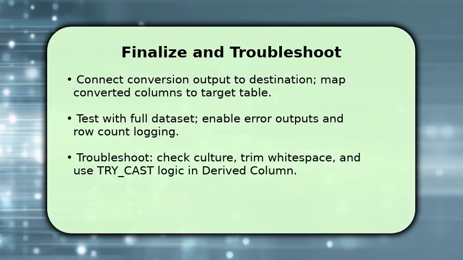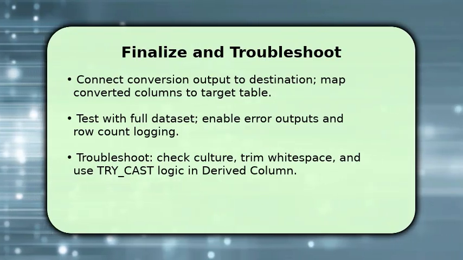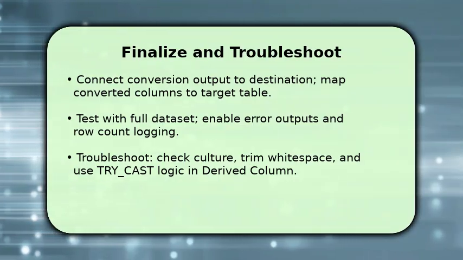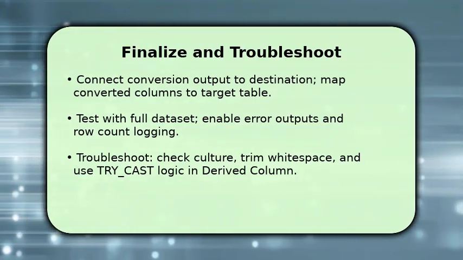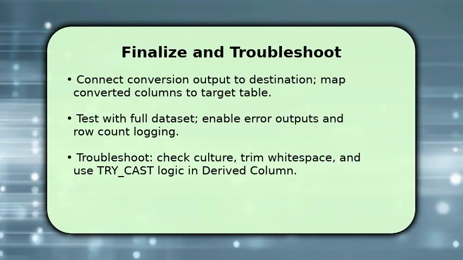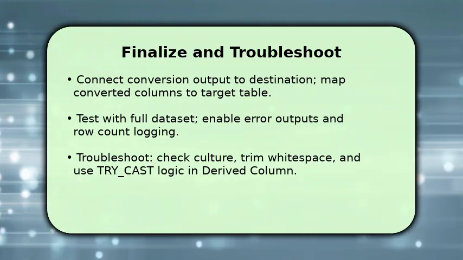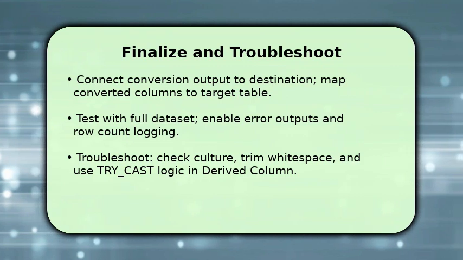If rows fail, inspect error codes and sample values. Common issues are culture differences, leading/trailing spaces, or unexpected nulls. Make sure to trim white space, and when needed, use a derived column or conditional try-cast style expressions to coerce.